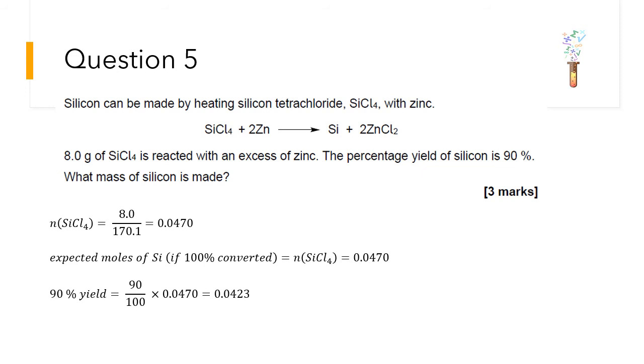I've worked out the 90% first and then applied mass equals moles times Mr to get 1.2 grams. I've gone for 2 significant figures because the numbers up here are 2 significant figures. But if you'd taken 0.047 and then times by 28.1 to get mass of silicon and then worked out 90% afterwards, you would still get the exact same answer and it would still be completely correct. You would have all the marks. You've just applied the 90% afterwards. That's fine.